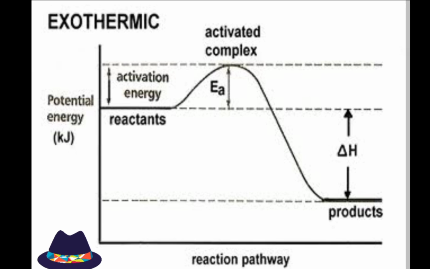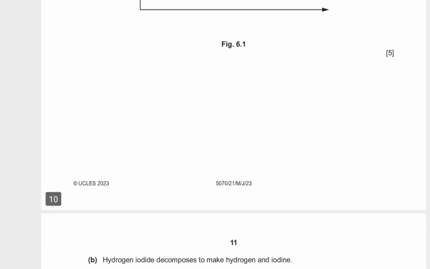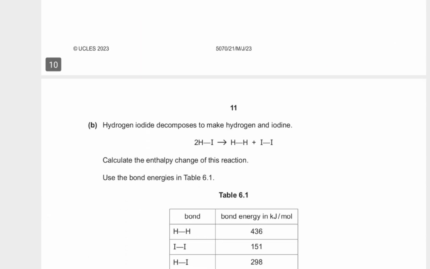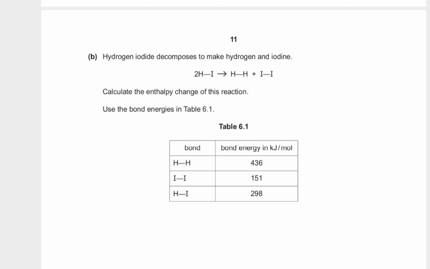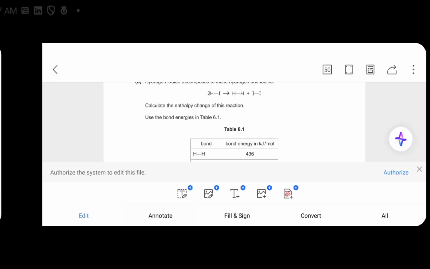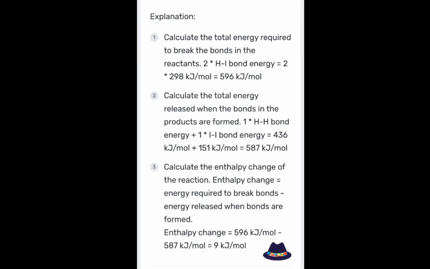Okay, so then the next part is the B part. Hydrogen iodide decomposes to make hydrogen and iodine, and we have to calculate the enthalpy change of the reaction, and all of the bond energies are given here. So there we have the systematic procedure to determine it.